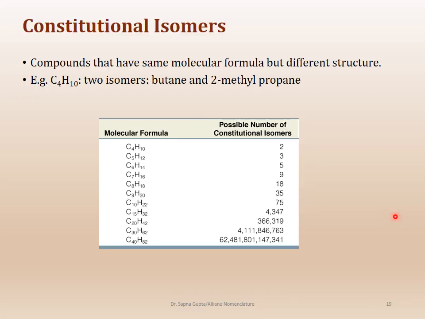Just another little slide about constitutional isomers. We've already dealt with this before, but as the molecular formula increases, the number of constitutional isomers increases. I'm sure there is a formula for this, but I don't know what it is. But you can see that the number of constitutional isomers increases a lot by increasing just one carbon. So I don't have the formula, and it doesn't really matter. And trust me, I will never give you C40H82 to draw out, to draw me all the isomers. That's not happening.